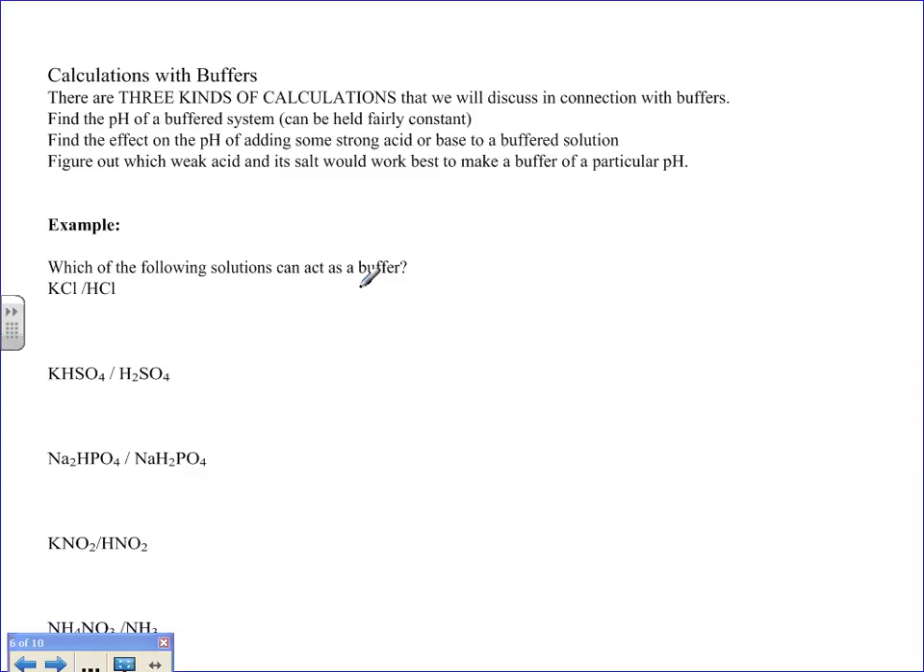First of all, though, we must recognize whether or not a particular pair of substances will be able to act as a buffer. What we're looking for is a conjugate acid-base pair. In this first example with KCl and HCl, we've got a salt here. This salt doesn't affect the pH at all, so it really can't act as an acid or base. And we've got HCl, which is a strong acid. So as soon as you've got a strong acid and a salt that doesn't affect the pH, you're not going to be able to use that as a buffer.